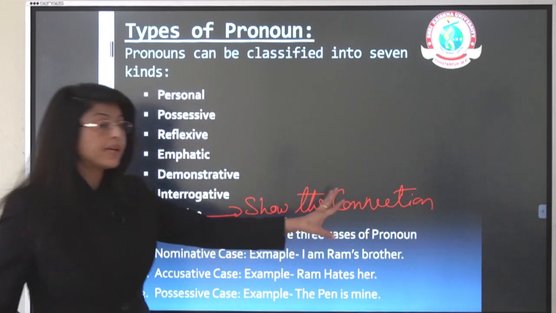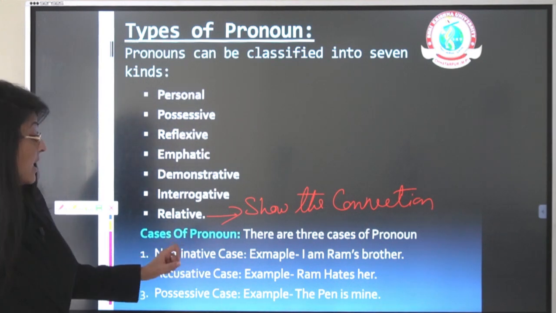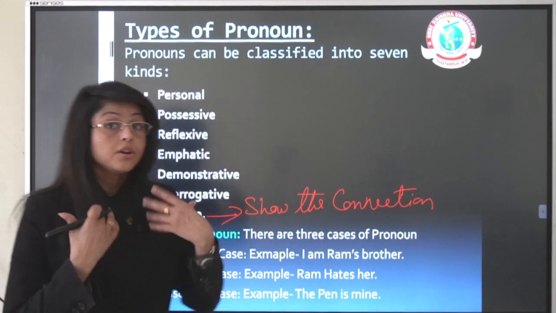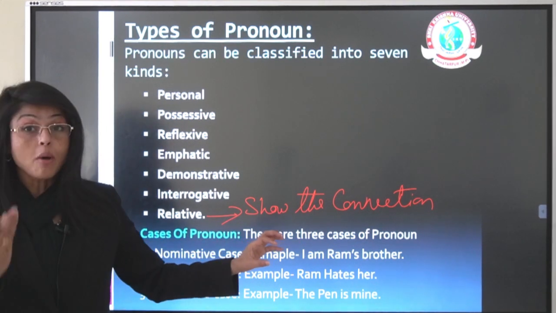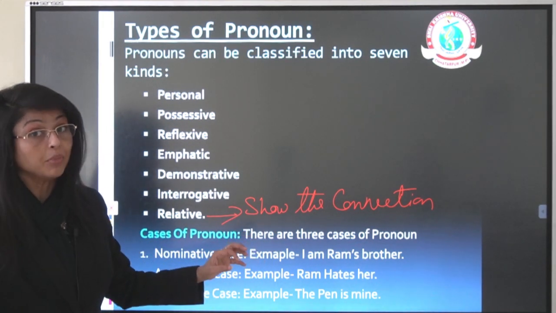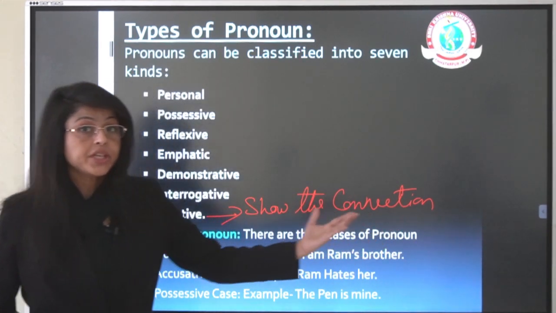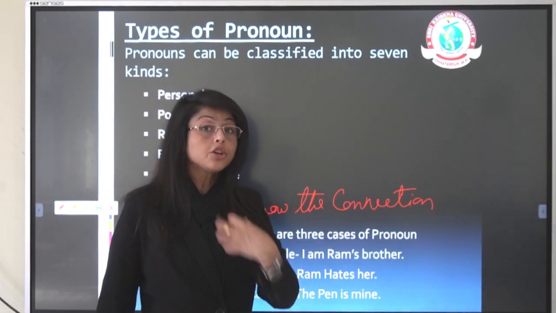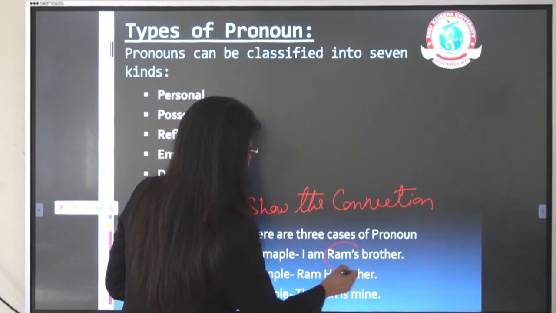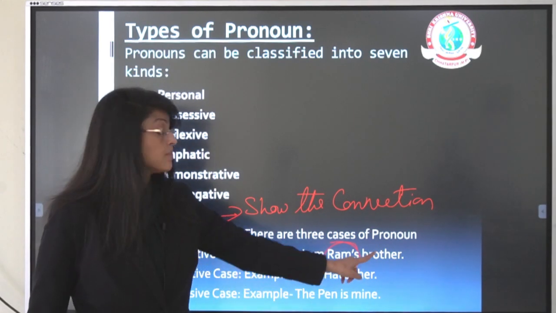Okay, so this is the basic function. Now coming on to the cases, nominative cases like Ram's brother. Nominating whose brother? It shows the nomination. Nomination means name, okay, name. Whose sister is she? She is Sheila's sister. So here Sheila becomes the nominative case, and in the sentence, I am Ram's brother, Ram becomes the nominative case.